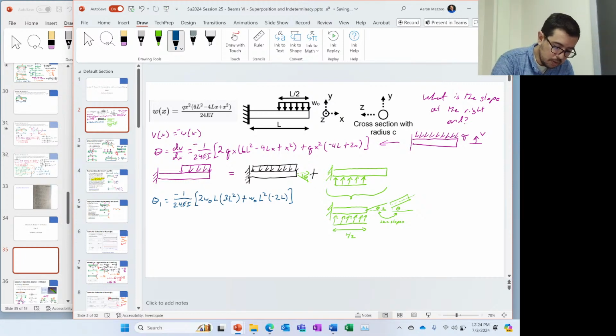And then over here, I'll just write it out, plus W naught L squared, and this is 4L, or minus 4L, so there's going to be a minus 2L here, like that. So that's for theta 1. So theta 1 is going to end up being minus 1 over 24 EI, and we've got essentially a 6L squared, or 6L cubed, and I got that, so it's going to be 5.